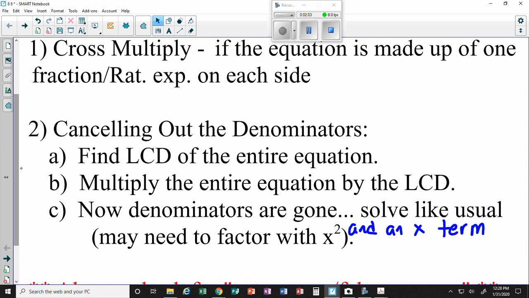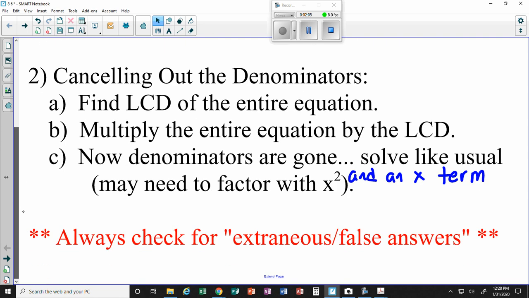Last thing, make sure that you check your answer. There could be extraneous roots, meaning solutions that are not actually solutions of the equation. It comes out of the fact that if you multiply, you might go from something that has x to something that has x squared and add another possible root. So make sure you check for extraneous roots.